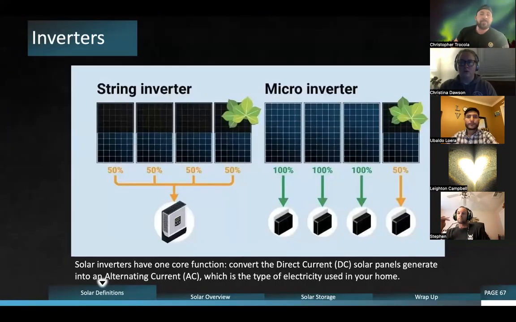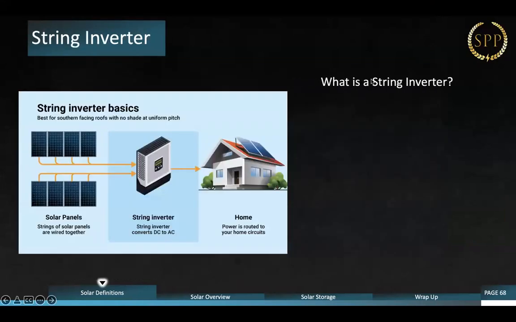So there's a couple different types of inverters. We've got string inverters and micro inverters, or independent and string. Okay, so I'll show you guys the difference between a micro inverter and an optimized system, but let's just compare the two major ones, which are string inverter and micro inverter systems. So solar inverters have one core function: to convert the direct current, or DC, solar panels generate to alternating current, which is the type of electricity used in your home. Okay, that's the main core function.